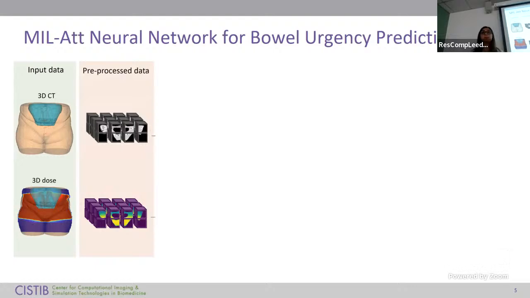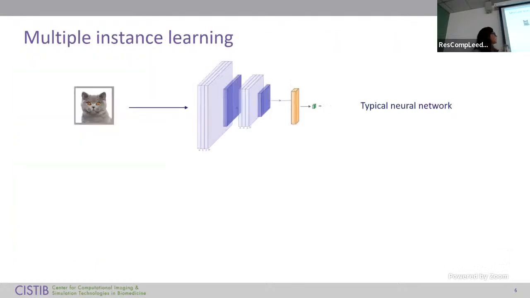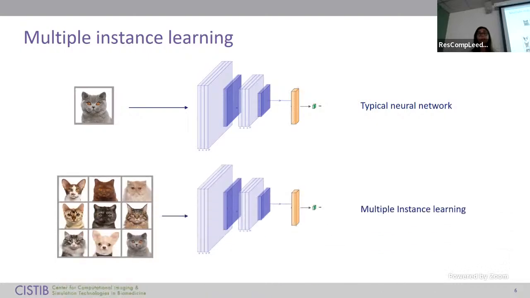This is called multiple instance learning. If I want to say it in a simple example, this is a typical neural network. We have one input, one output. We say this network can say if this is a cat or a dog. But in multiple instance learning, we have multiple instances, but only one output. For example, this is a classification network which says if there is any dog in this bag, yes or no.